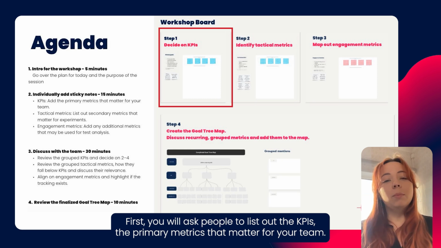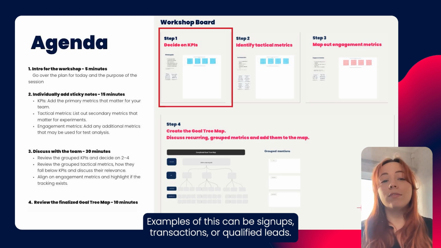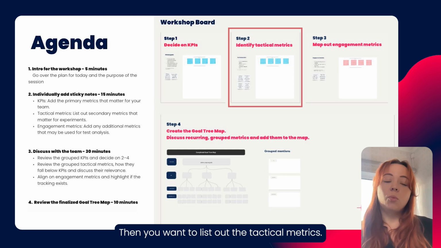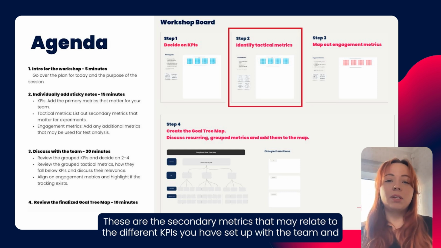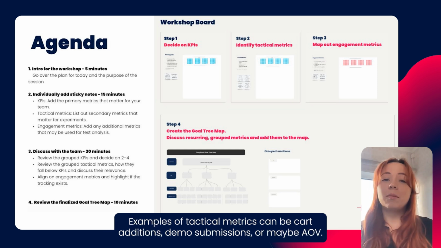First, you will ask people to list out the KPIs, the primary metrics that matter for your team. Examples of this can be sign-ups, transactions, or qualified leads. Then, you want to list out the tactical metrics. These are the secondary metrics that may relate to the different KPIs you have set up with the team and can be used for making decisions on test results. Examples of tactical metrics can be cart additions, demo submissions, or maybe AOV.